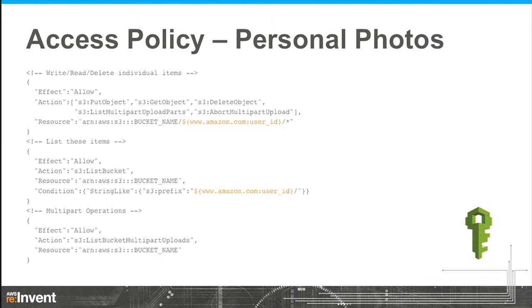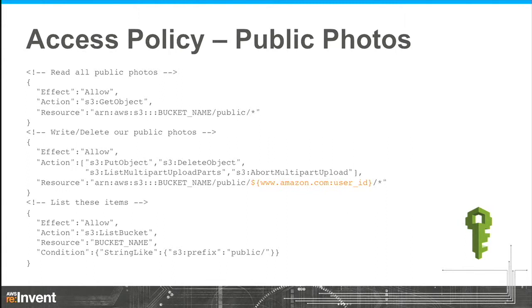So for personal photos, we have the prefix that is their username, and then we also want to be able to list the items in the bucket, and then we also need to be able to have some basic operations with multi-part uploads for the S3 transfer manager. For our public photos, as I mentioned, everything is under a public prefix, so we need to give read access to everything under that prefix, and then we need to allow for write and delete operations in the subfolder under that prefix. Finally, we need to be able to list those photos, so that's what that last statement is for.